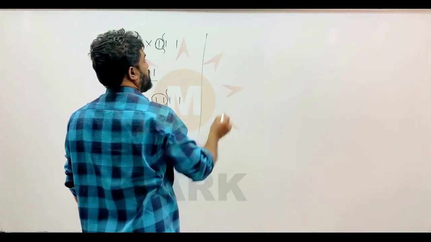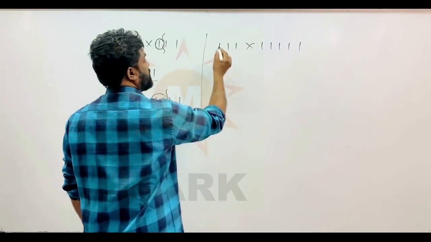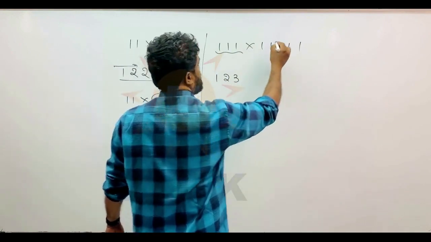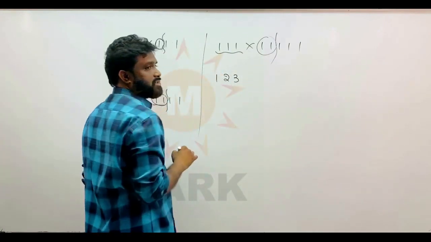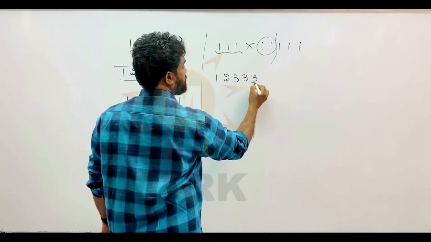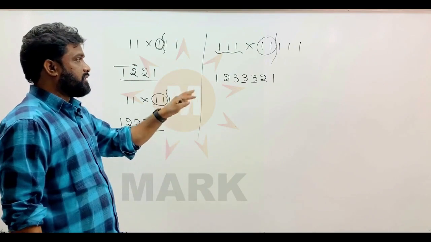Suppose you are multiplying 3 ones into 5 ones. First you write the least number, 1, 2, 3. How many extra ones do you get? You get 2 extra ones. That means this 3 you have to write 2 more times. Then you come back in the descending order and write up to 1. So this is the model.